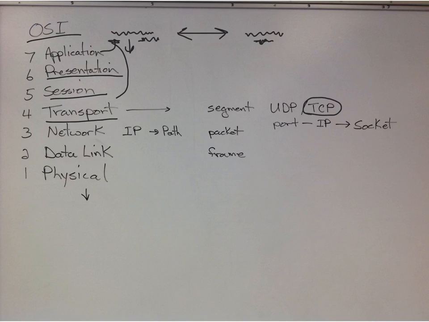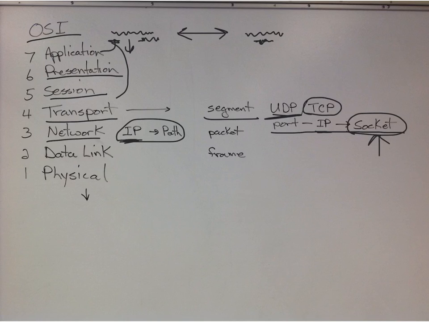So we figure out how we're going to transport that data, split the data into a segment. It's going to be UDP or TCP. Figure out a port, tie that port to an IP, and we can create one form of a socket. Then, we'll talk about why that's important here in a second. Then the network's going to figure out the path based on an IP address. Here we create a packet.